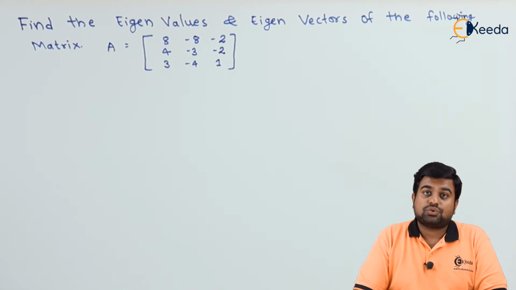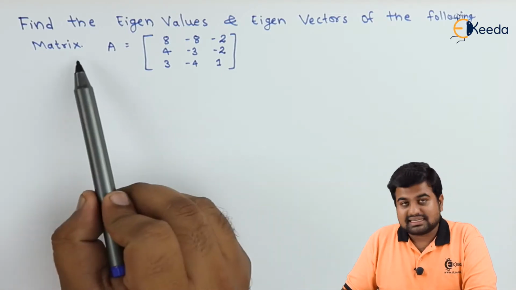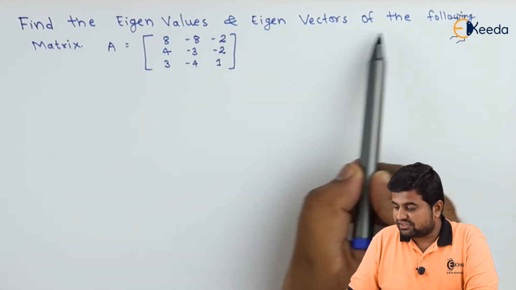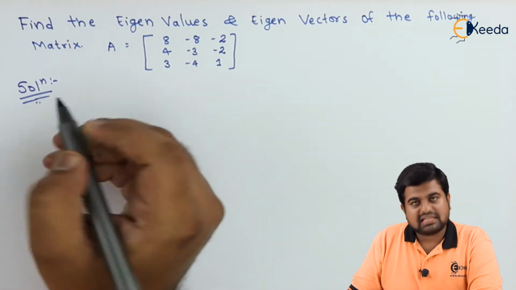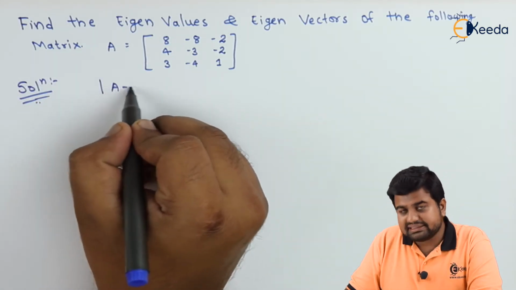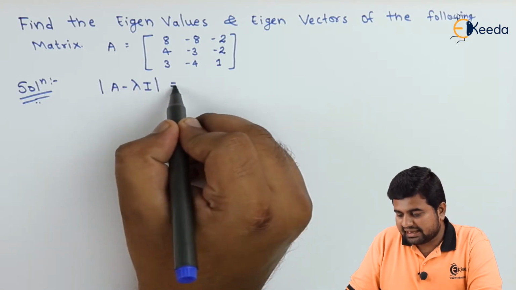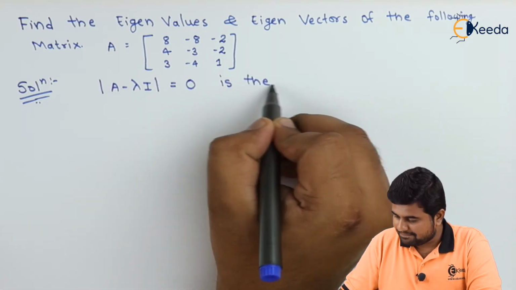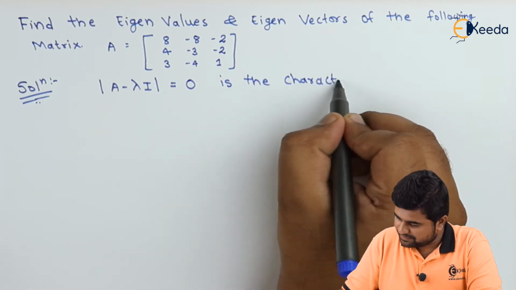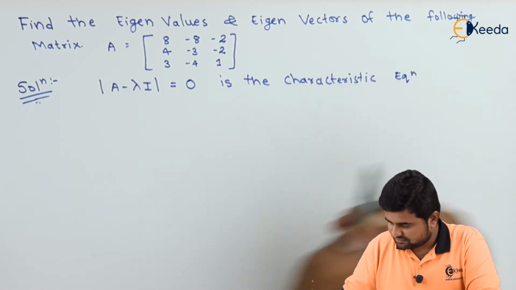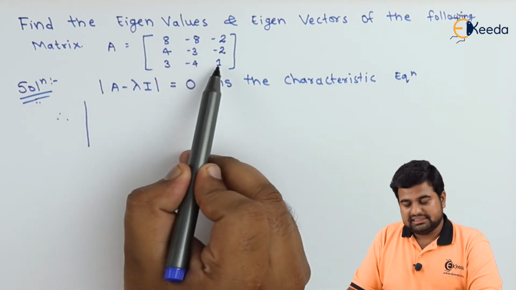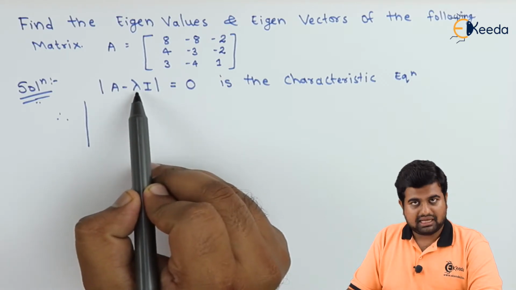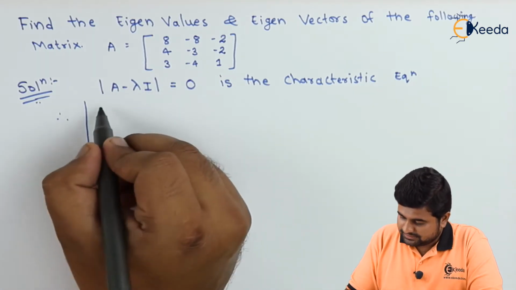Now let us focus on a square matrix of order 3 by 3. So let us consider this example. Find the eigenvalues and eigenvectors of the following matrix A. So the solution starts. As we all know, A minus lambda I is nothing but the characteristic equation. Therefore, from all the diagonal elements, we are supposed to subtract lambda, and this is the shortest way of solving it.